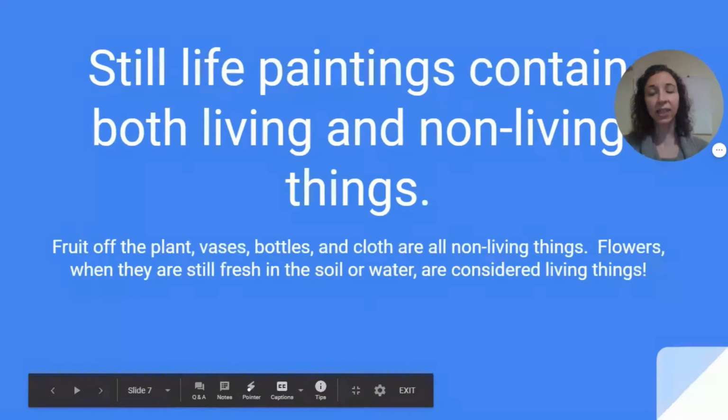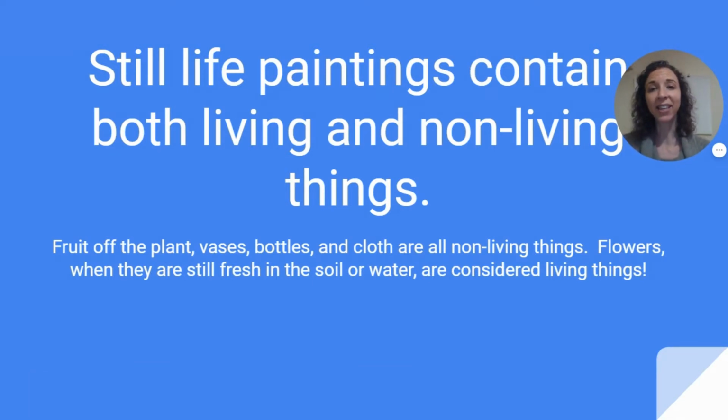Still life paintings contain both living and non-living things. Fruit off the plate, fruit off the plant, vases, bottles, and cloth are all non-living things. Flowers, when they are still fresh in the soil or water, are considered living things.